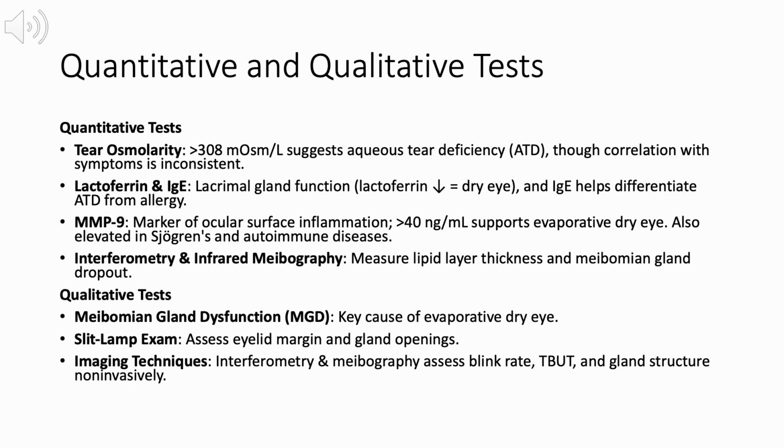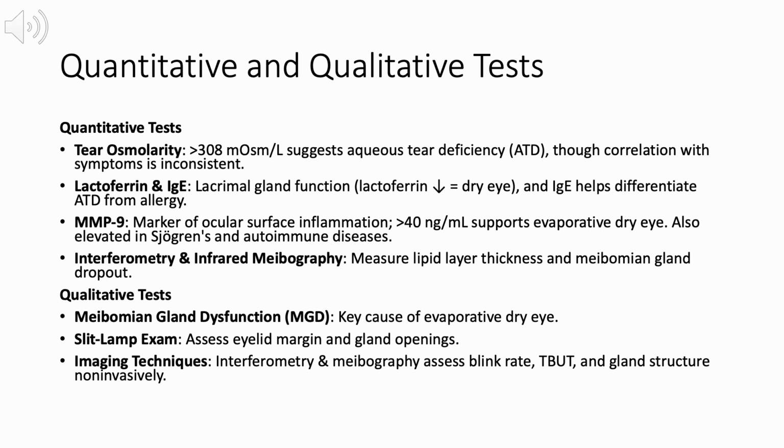MMP9 is a marker of ocular surface inflammation. Levels above 40 nanograms per milliliter support evaporative dry eye and may also be elevated in Sjogren's syndrome and other autoimmune diseases. Structural assessments like interferometry and infrared meibography evaluate lipid layer thickness and meibomian gland dropout.